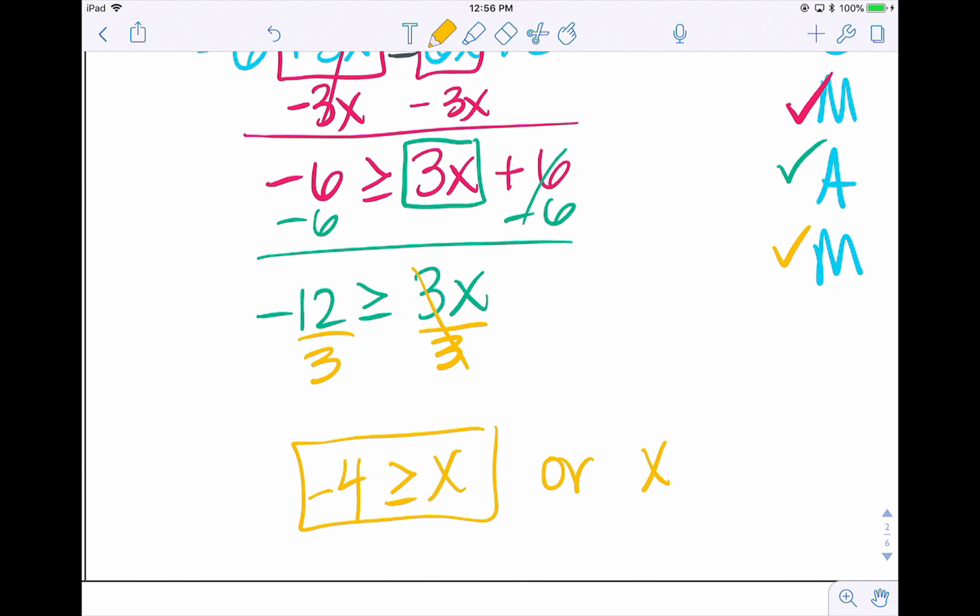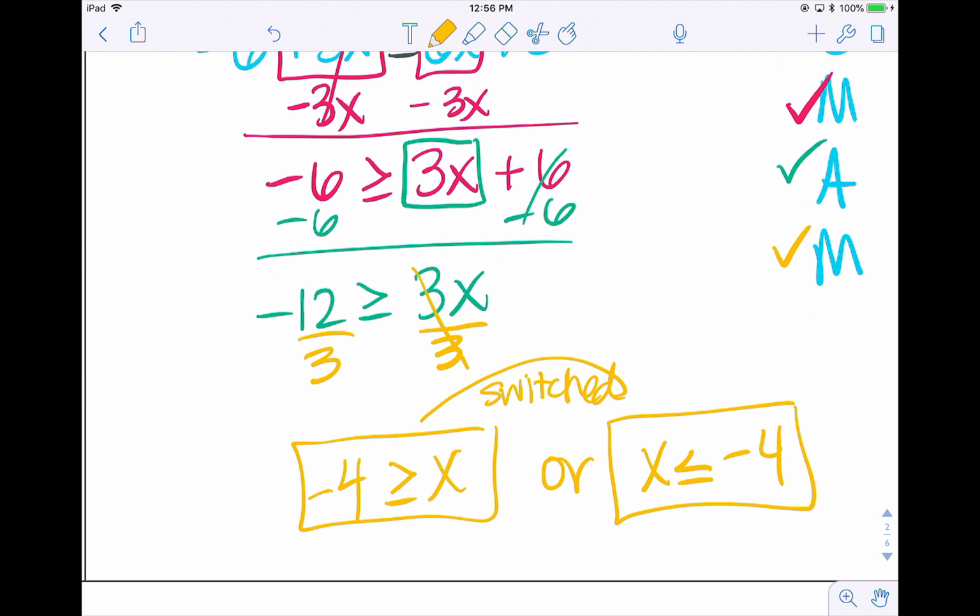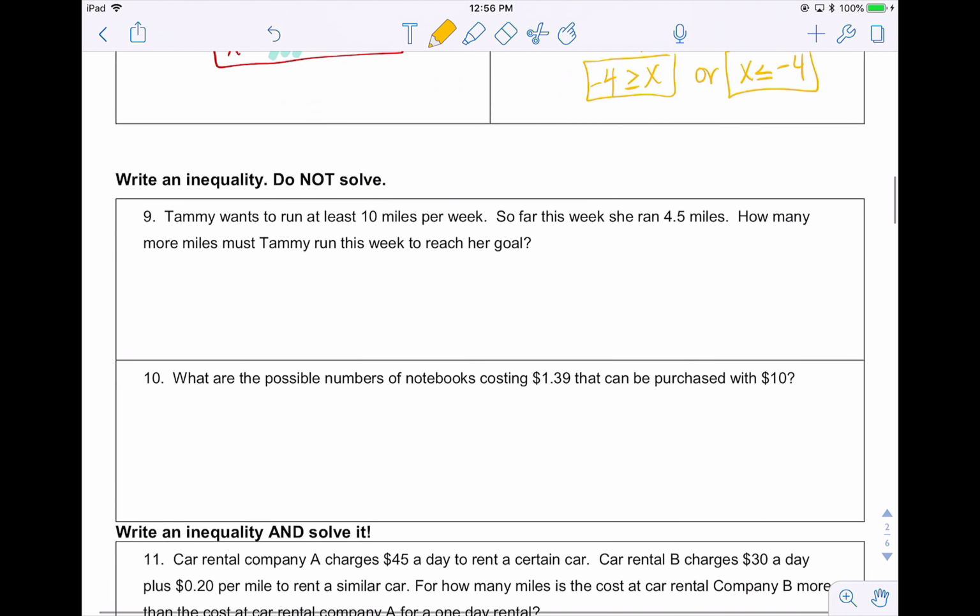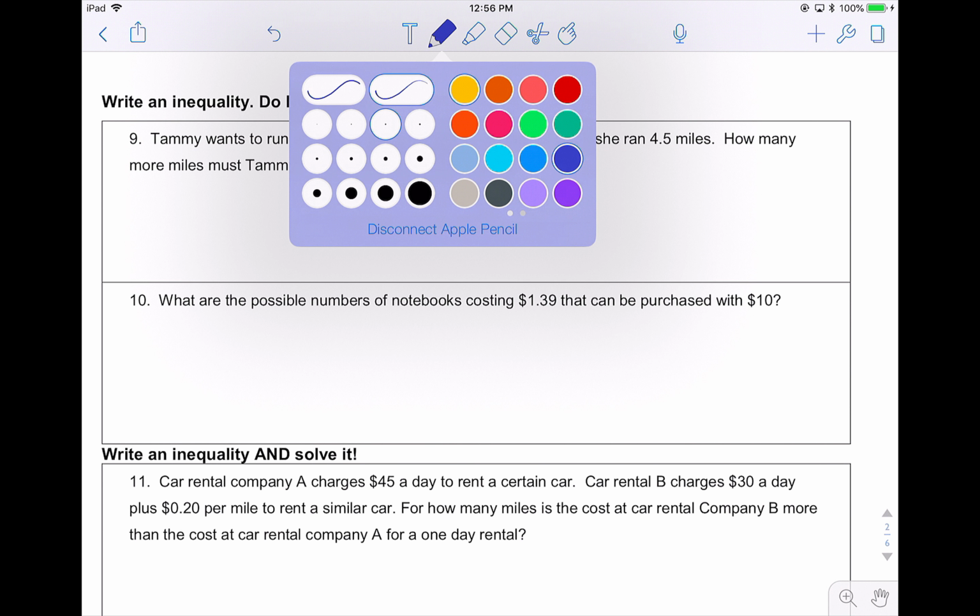Or remember, we can switch it: switch the x, switch the sign, switch the side of the number. So we've switched it. Again, we haven't flipped, we've switched the entire piece. So everything is the opposite. Opposite side, I should say.